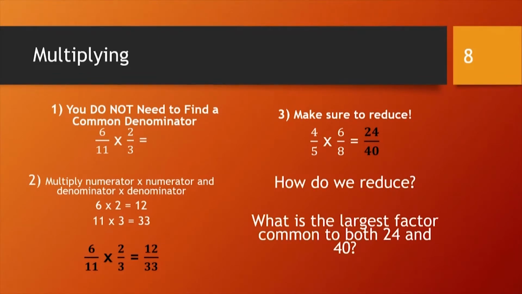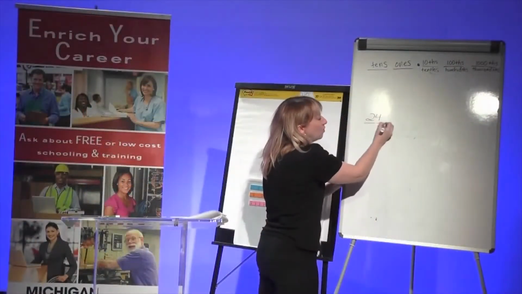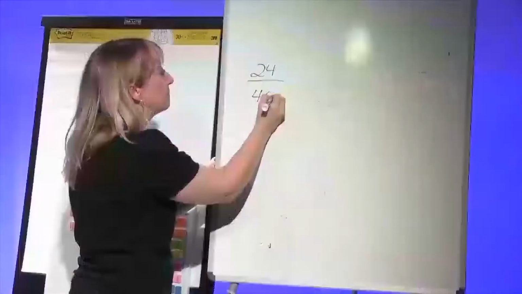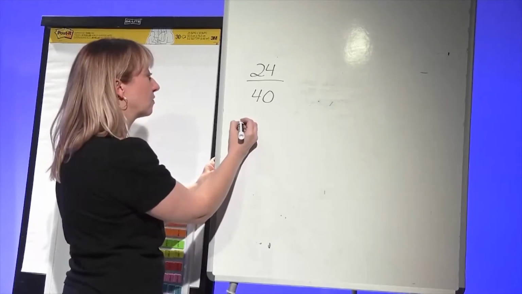So automatically you know you can divide them both by 2. So that's one way you could start it. So again, if you're not sure, one trick is to know that all even numbers are divisible by 2. So you could start reducing that way. But in this case, we are going to try and find the largest factor to reduce. So we have 24 over 40. We want to think about the largest number possible.